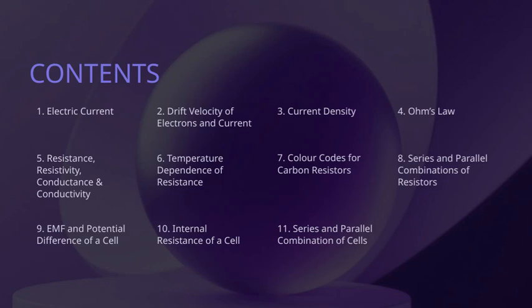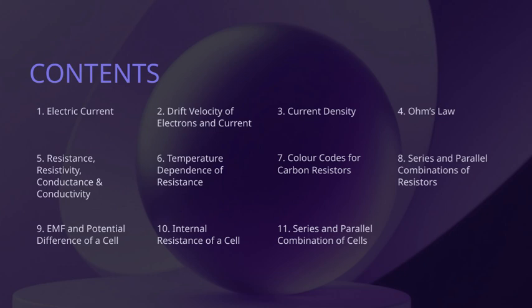Let's take a quick overview of the key topics we'll be exploring today. We'll start with electric current, which is the flow of charge in a circuit. Next, we'll look into resistance, resistivity, conductance, and conductivity. These are fundamental when understanding how materials oppose or facilitate current flow. Then, we'll discuss drift velocity of electrons, which helps us understand how electrons move through conductors under an electric field.